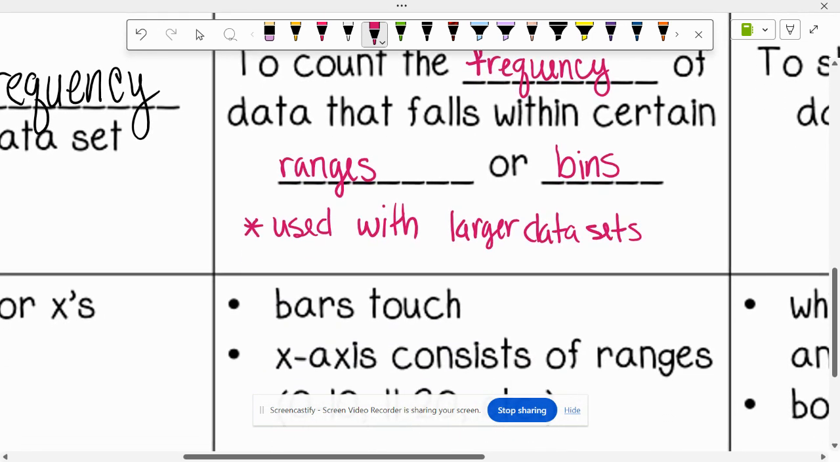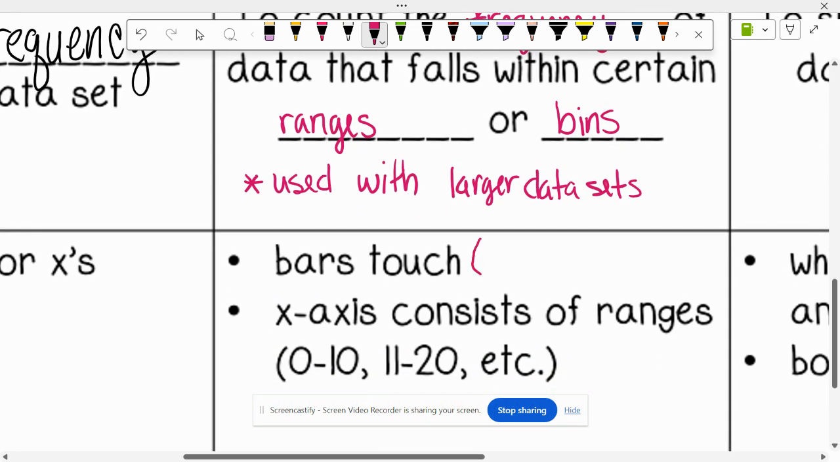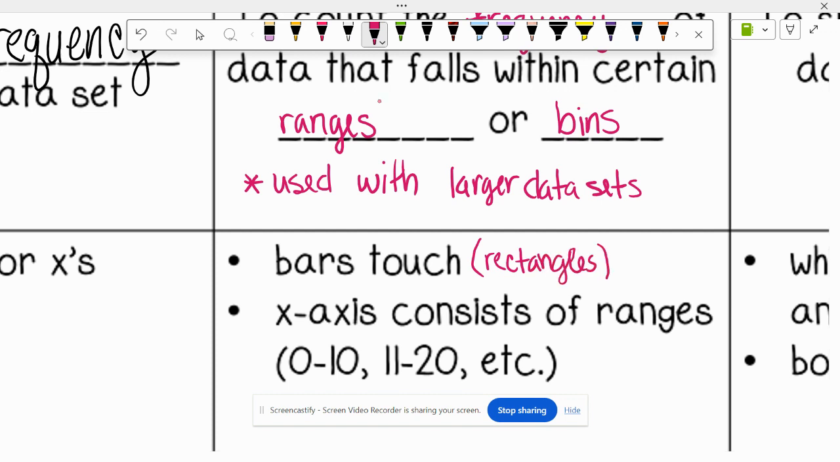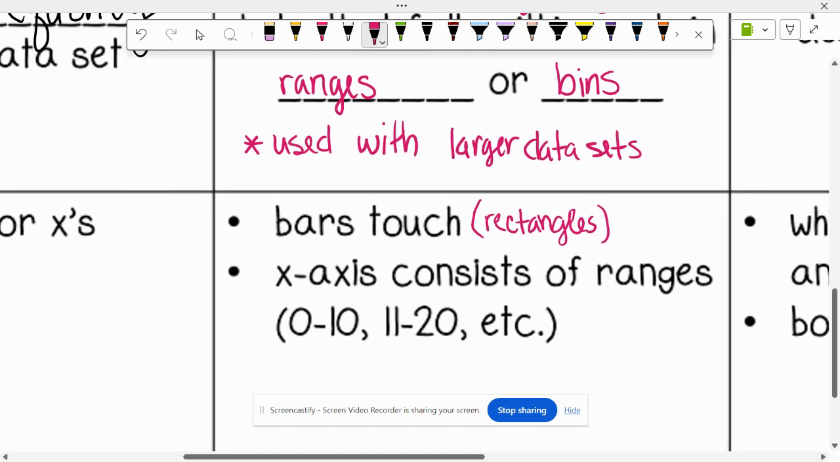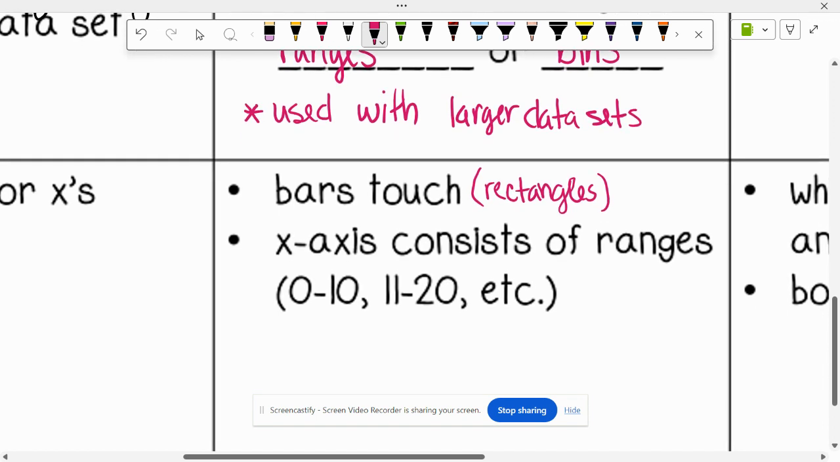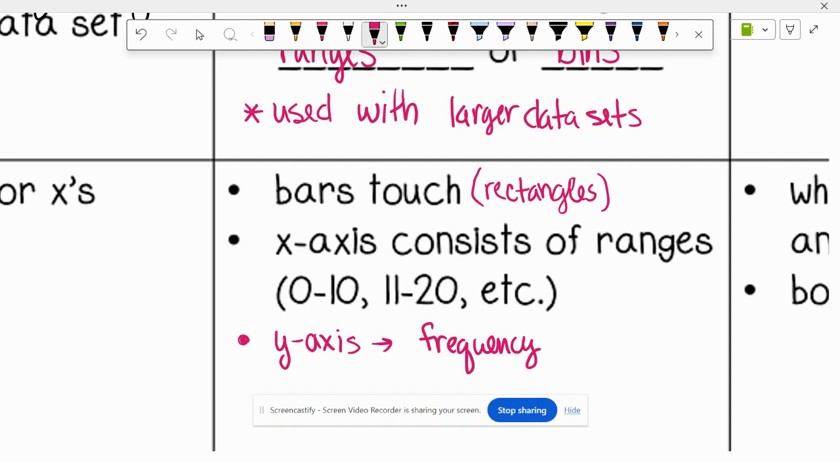Something you have to remember when creating a histogram: the bars, which are actually just rectangles, touch. There's no space in between them. The x-axis consists of the ranges, your bin values, and the y-axis is the frequency, the number of times. I'll put a little note here that says no space between the bars. Maybe that'll help.